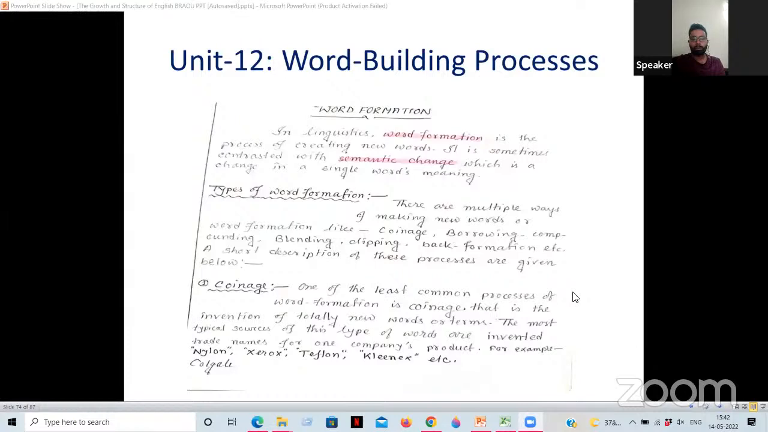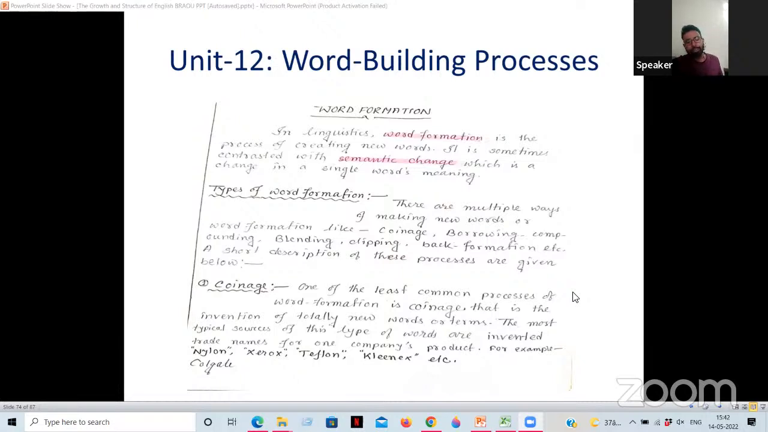Another word is xerox. Sometimes we say, I'm going to make some xerox, but xerox is not the thing that we do. That is a photocopy of something, but we simply say that, okay, where are you going? I am going to make xerox. But xerox is the name of the company which first invented these xerox machines, photocopy machines. Then similarly there are other words like teflon, then kleenex, colgate. Colgate is one of the best examples.